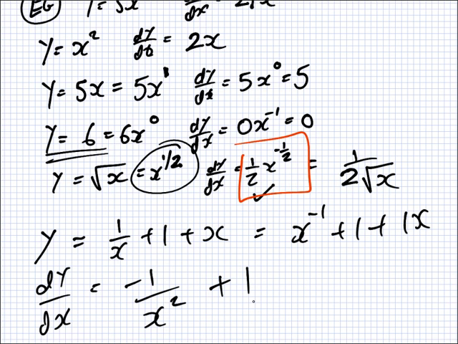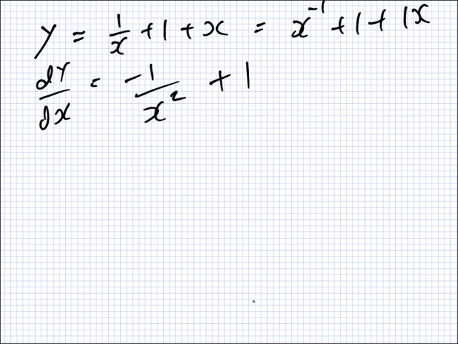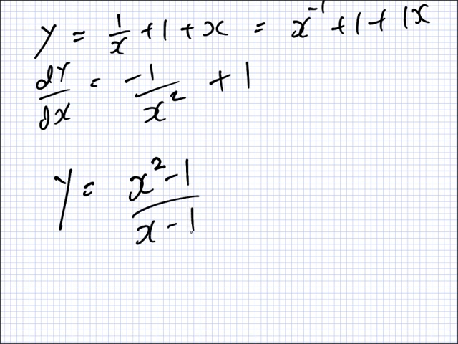Can I give you a harder one to try now? So let's see if you can do this one. Y equals x squared minus 1 over x minus 1. Give me the derivative, please.